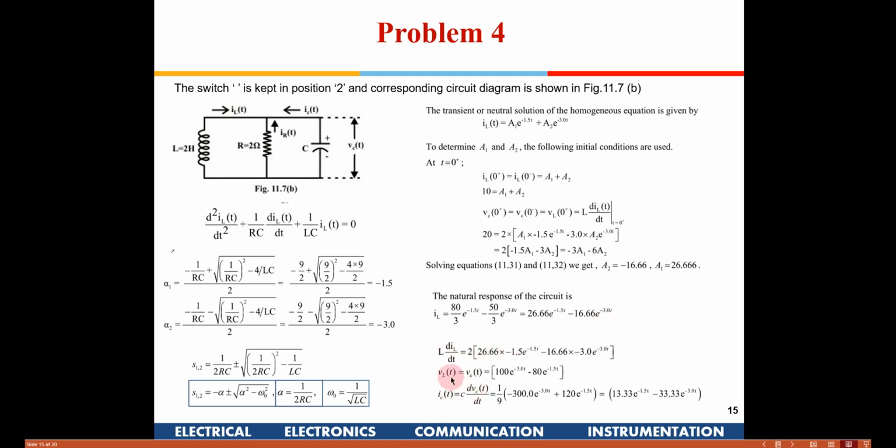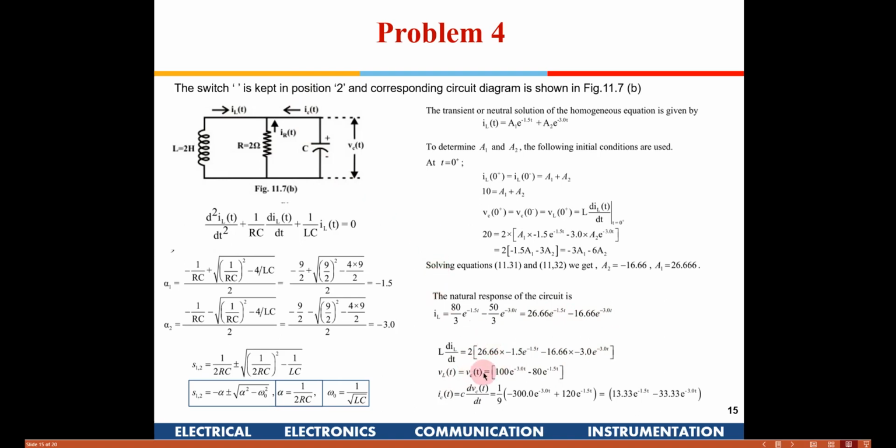Now to find out the voltage across the inductor, we do L di by dt. So we can differentiate this and multiply it by L, and that will be the same voltage across the inductor and also across the capacitor, because they are in parallel, right? So you get Vc(t).